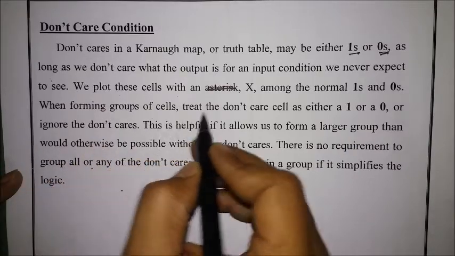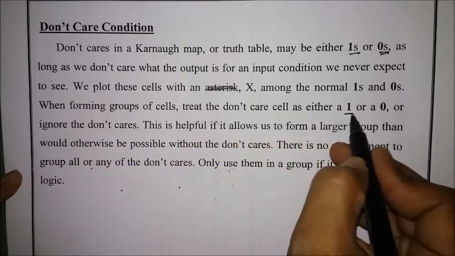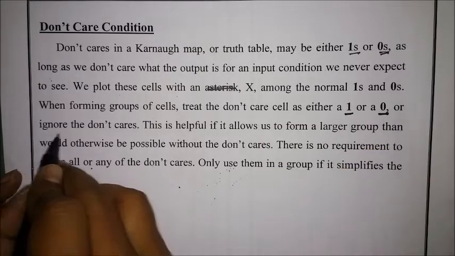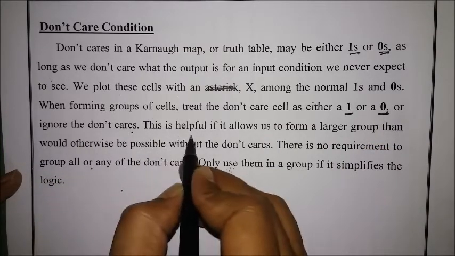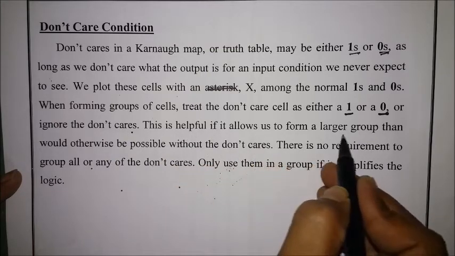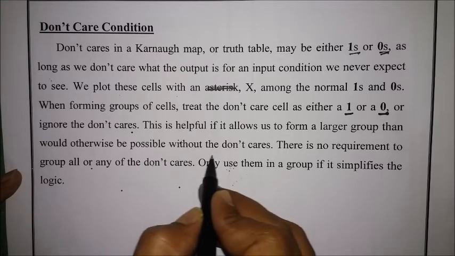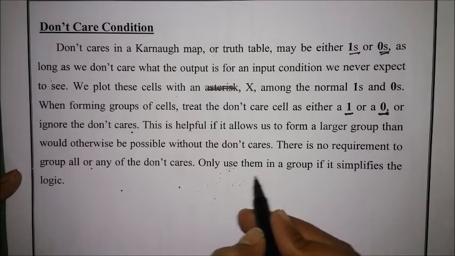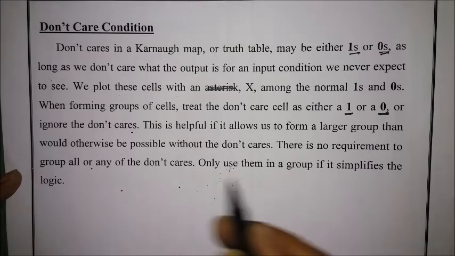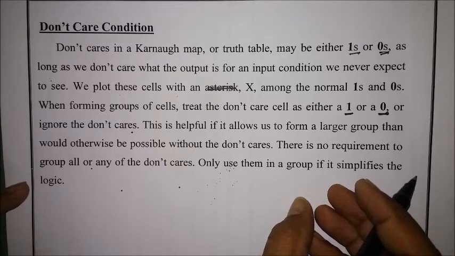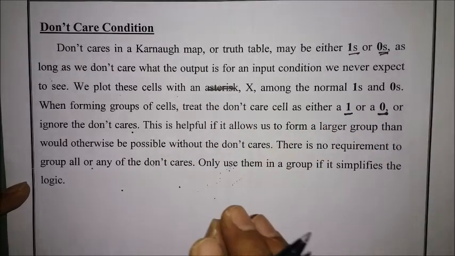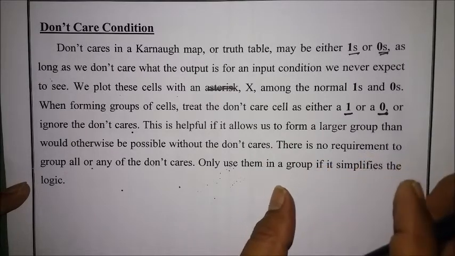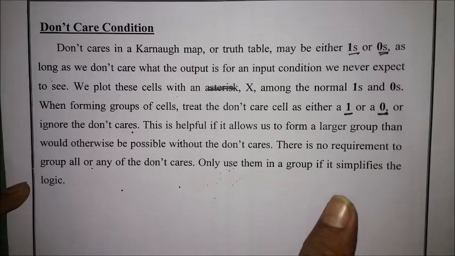When forming the groups of cells, treat the don't care cell as either 1 or 0, or ignore it. This is helpful if it allows us to form a larger group than would otherwise be possible without the don't cares. There is no requirement to group all or any of the don't cares. Only use them in a group if it simplifies the logic. So here a don't care entry is marked in a Kmap. Whenever it is useful to make a large group, I will use the don't care entry. If it is not useful, we will leave that don't care entry as it is.